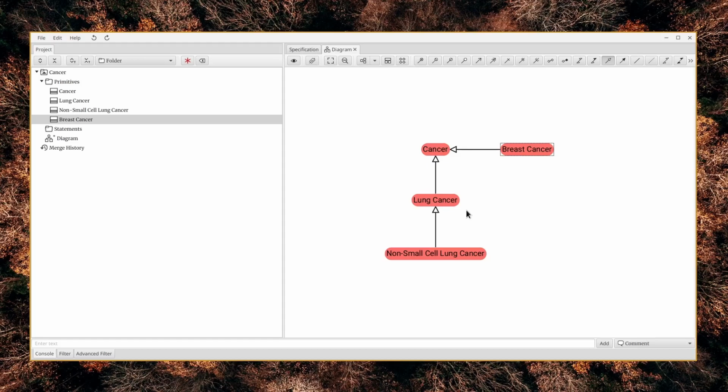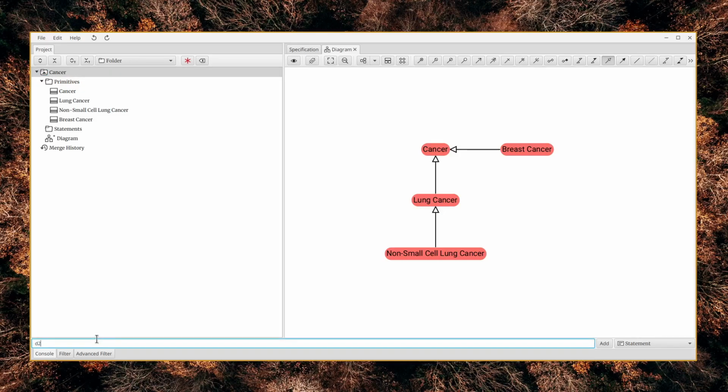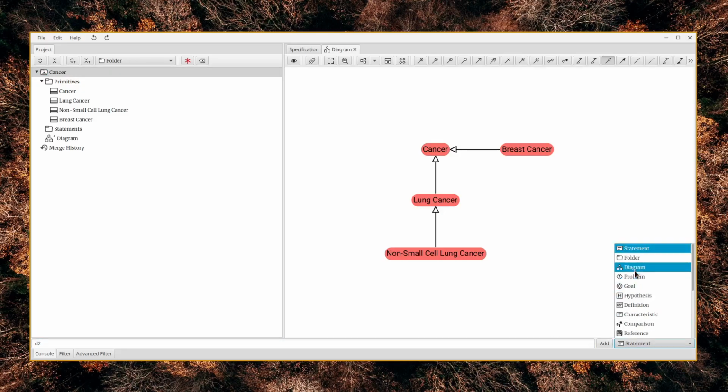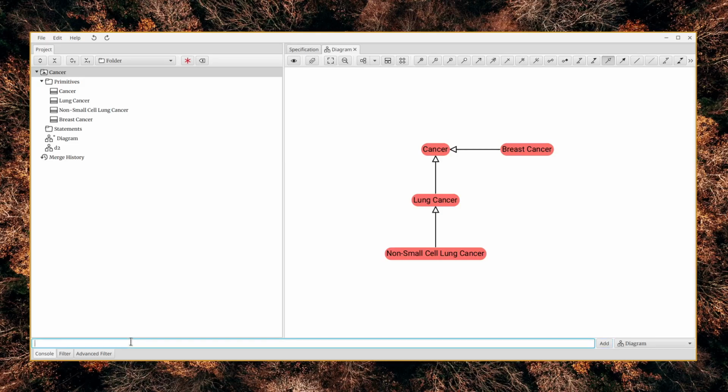Before adding any components into the information tree, you should know four rules. First rule, in the information tree, each component must be unique. For example, we must not have another cancer component in the information tree. However, components can be reused in multiple diagrams.